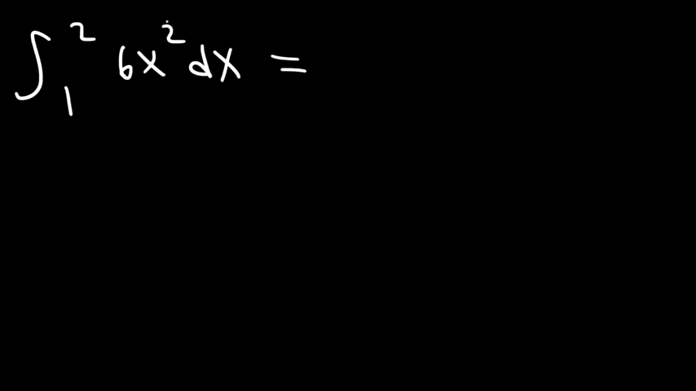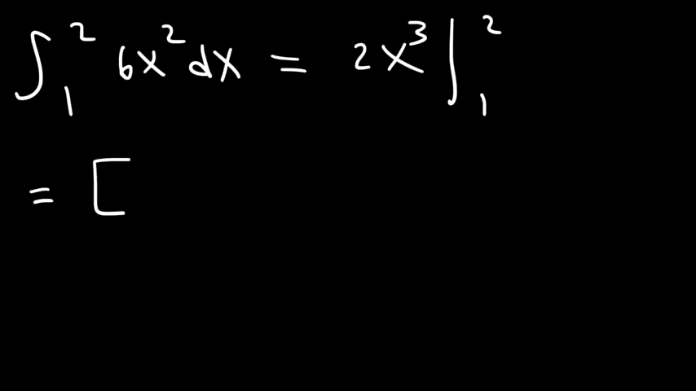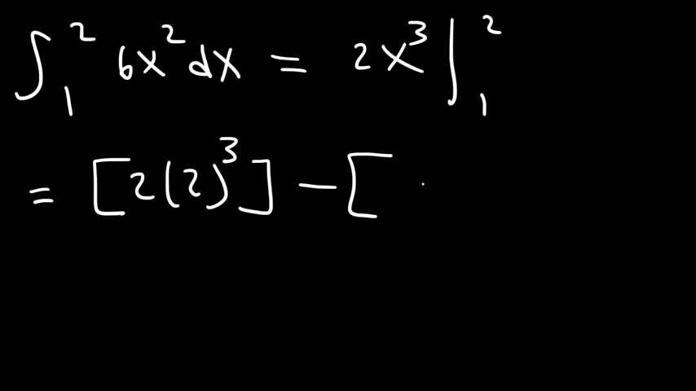Now, we still need to use the power rule on this expression. So that's not going to change. So we're going to get 2x cubed. Now, we need to evaluate it from 1 to 2. So the first thing you need to do is replace x with 2. And then you need to subtract it by replacing x with 1.